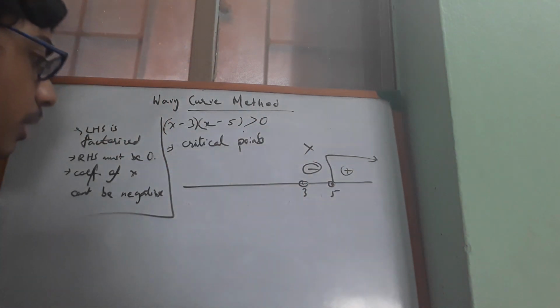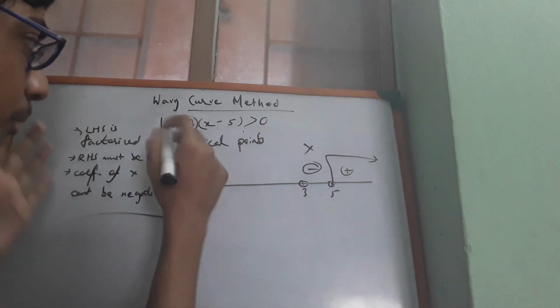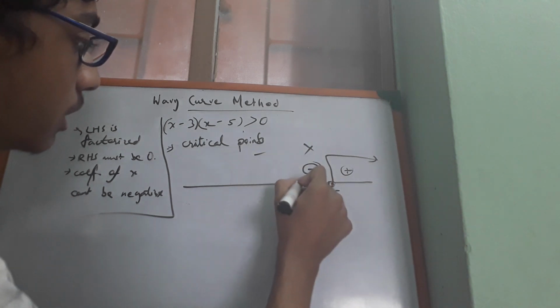For values less than 3, say 2: 2 minus 3 is negative, 2 minus 5 is negative. So for values less than 3, both factors will be negative, but negative multiplied by negative will give you positive. So yes, we should include this whole region.